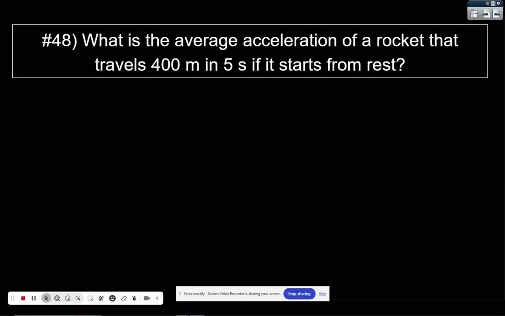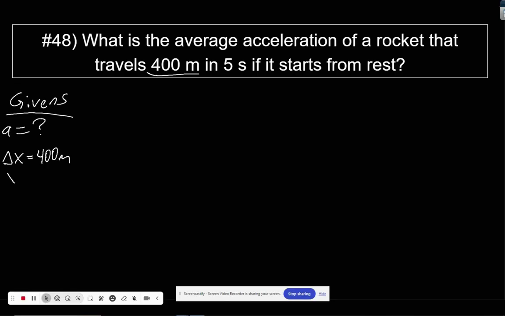Number 48. What is the average acceleration of a rocket that travels 400 meters in 5 seconds if it starts from rest? All right, let's collect our givens on this one. So we're looking for acceleration. We can go ahead and make that note that we don't know what the acceleration is, but we need it. We travel 400 meters, so I could say the displacement is 400 meters.